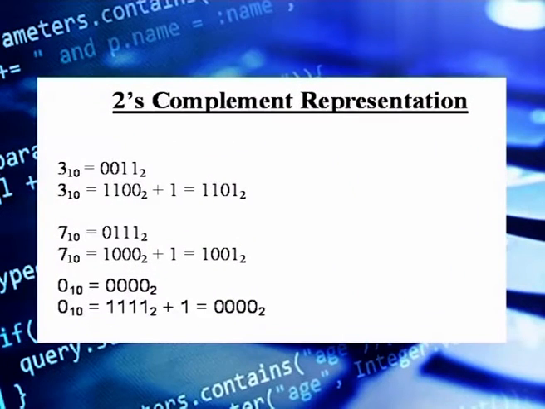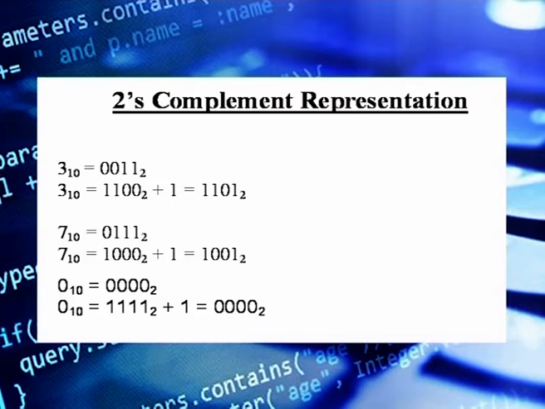For example, in 4-bit 2's complement representation, as you can see in the figure, 3 is equal to 0011. Then 1's complement of 3 will be 1100. Adding 1 to it, we get 1101. Similarly, 7 is equal to 0111. Then 1's complement of 7 will be 1000. Adding 1 to it again, we get 1001.